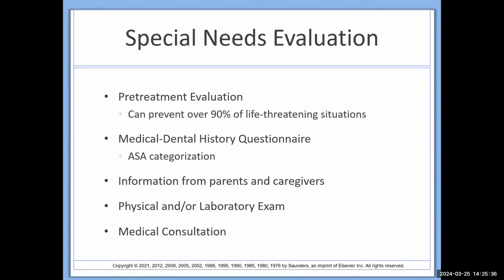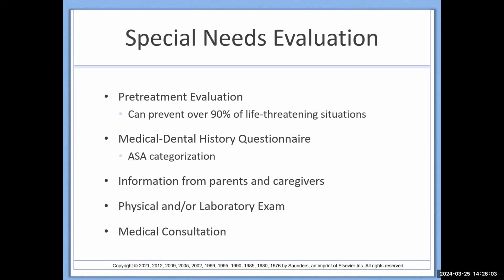So when you want to evaluate someone with special needs, you want to consider the pre-treatment evaluation, and that can prevent over 90% of life-threatening situations. Of course, you might remember the ASA categorization that you were exposed to in radiology, when you had to categorize the patient based on their ASA classification.